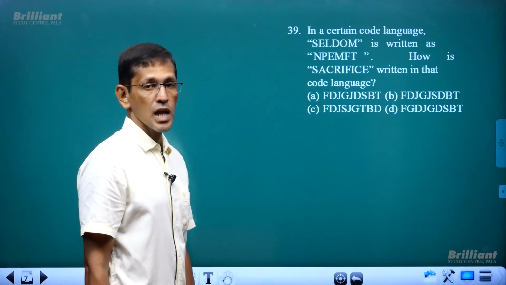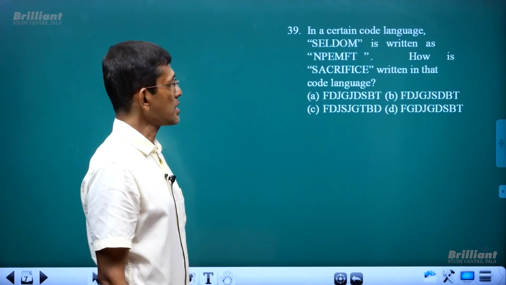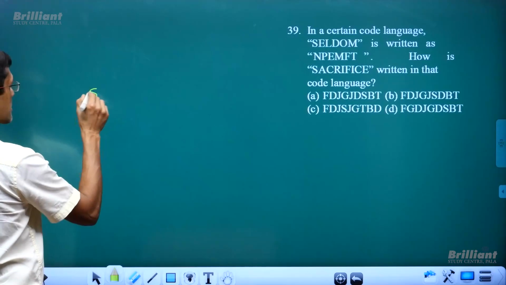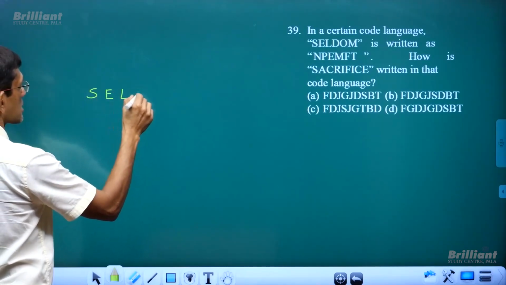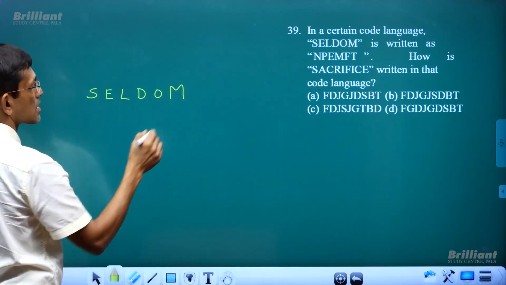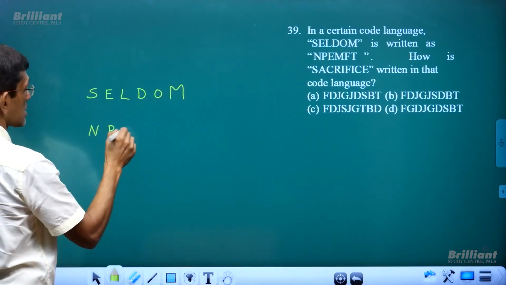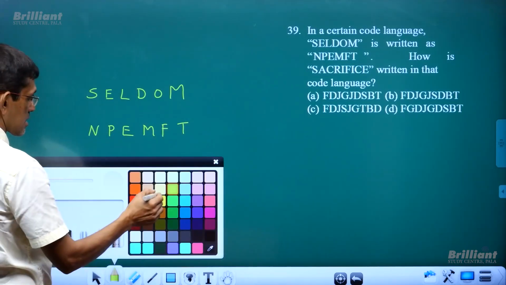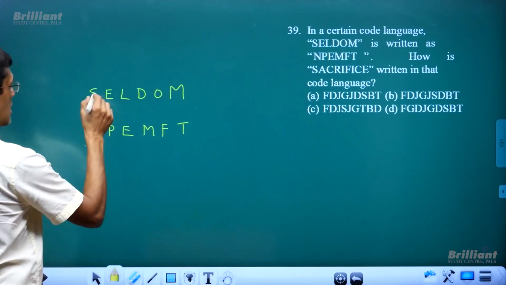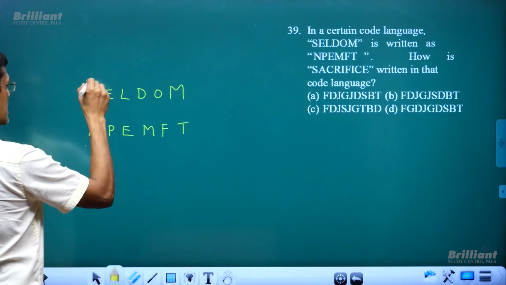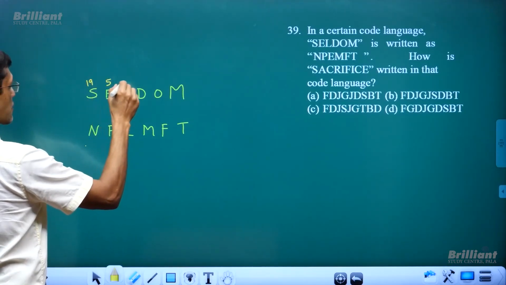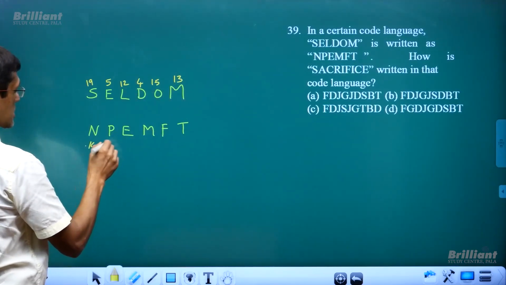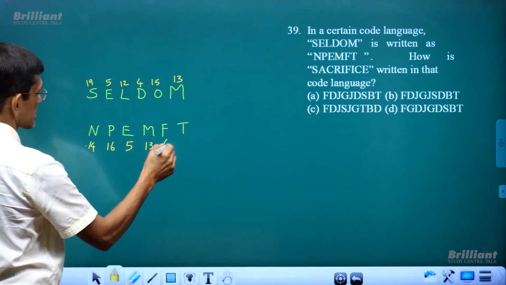In a certain code language, seldom is written as NPEMFT. Okay, let's try that. So seldom, what we have is 19, this is 5, this is 12, this is 4, 15, 13, and the code is 14, 16, 5, 13, 6, and 20.